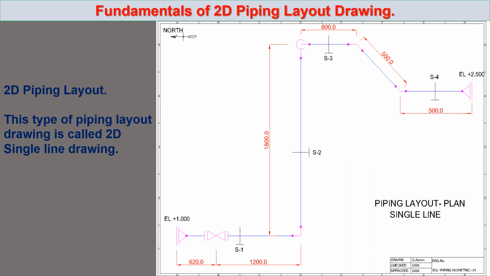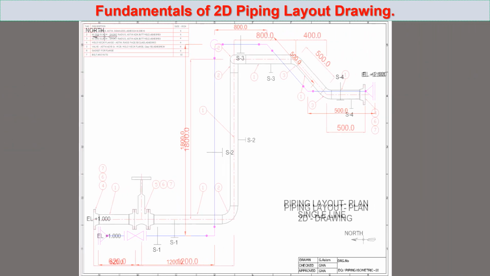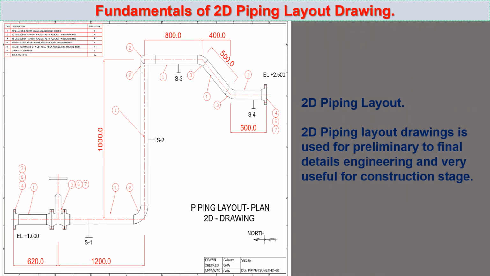Fundamentals of 2D piping layout drawing. This method of piping layout drawing is called 2D single line drawing. 2D piping layout drawings are used from preliminary to final detailed engineering and are very useful for the construction stage.